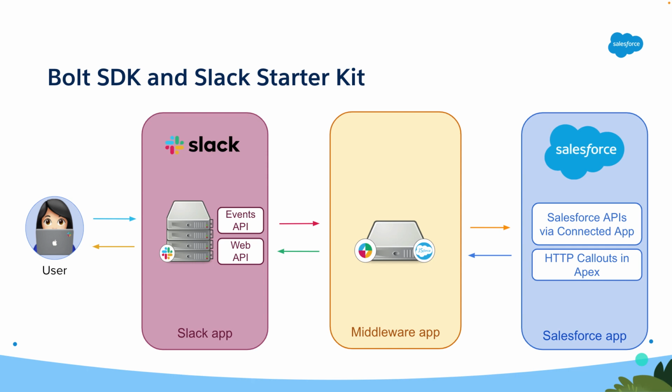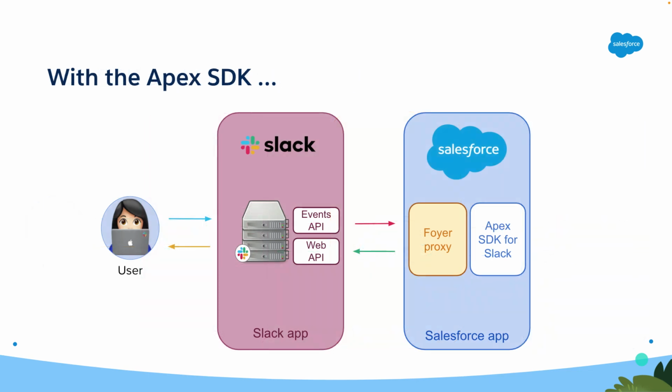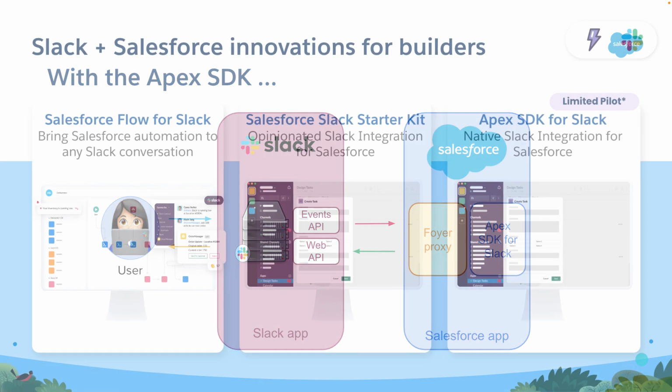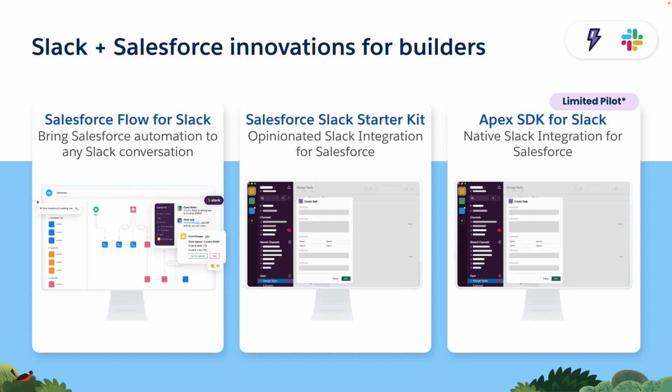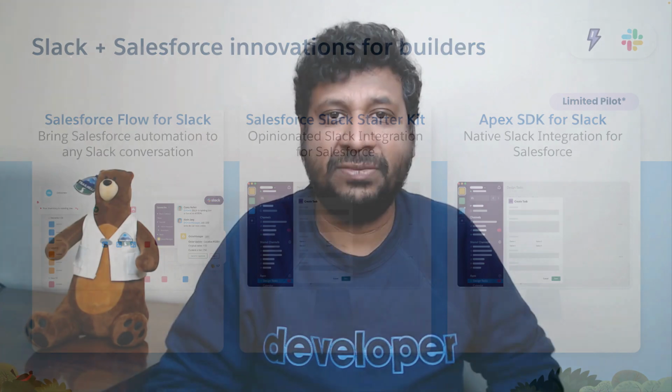I know it's not that easy. The good news is we need not create middleware with Apex SDK. Apex SDK for Slack is a native Slack integration for Salesforce. It is in pilot now, but stay tuned for beta. With that, we have completed solving the hack.